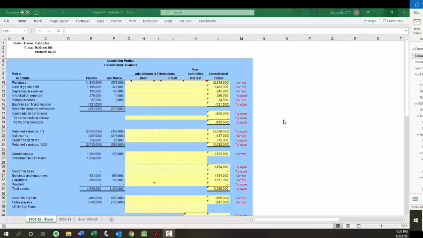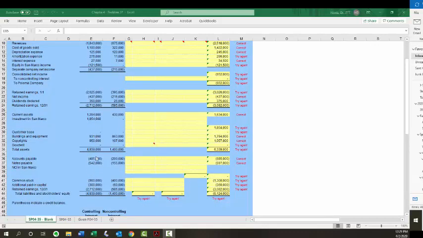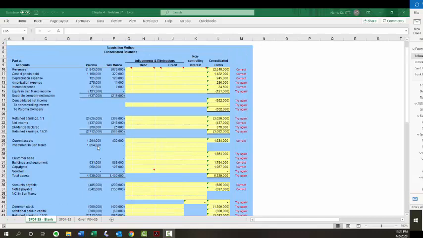And then the problem goes on. This is all on page 202. The problem goes on to give you the calculation for goodwill, which is 375. So it is now the end of December 31st, 2018, and we're given here the trial balance, the income statement, statement of retained earnings, and the balance sheet for both Paloma and San Marco. Okay?